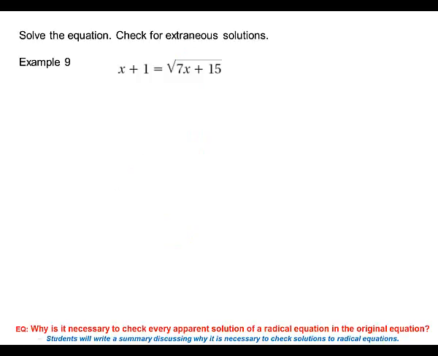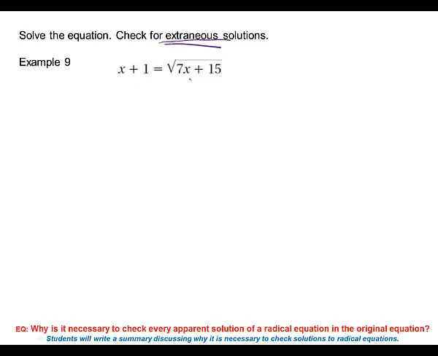Okay, look at the instructions. See how they changed? They say check for extraneous solutions. All right. That means that there's something that might not work. Now, it's not going to say check for extraneous solutions on your test. But look at what happened with the problem. See how there's an x on both sides?